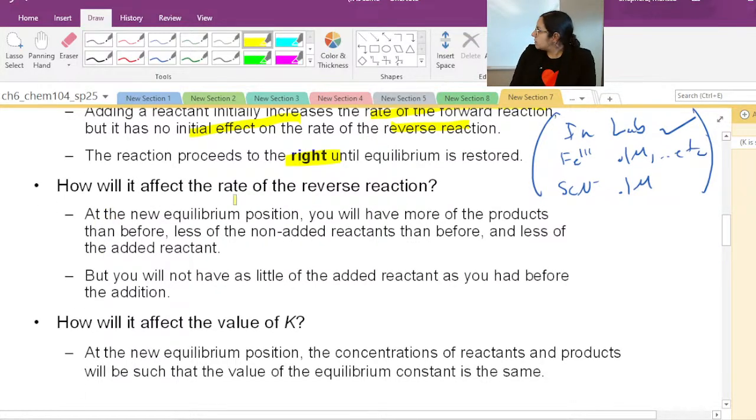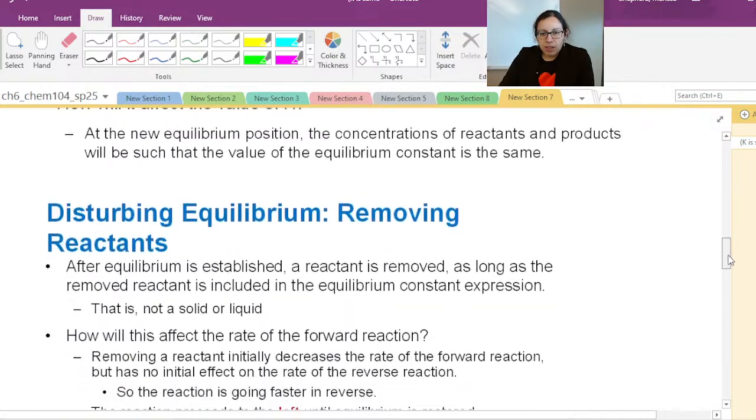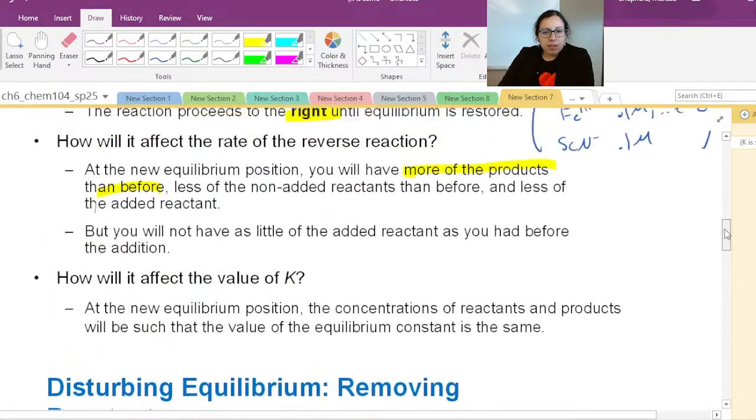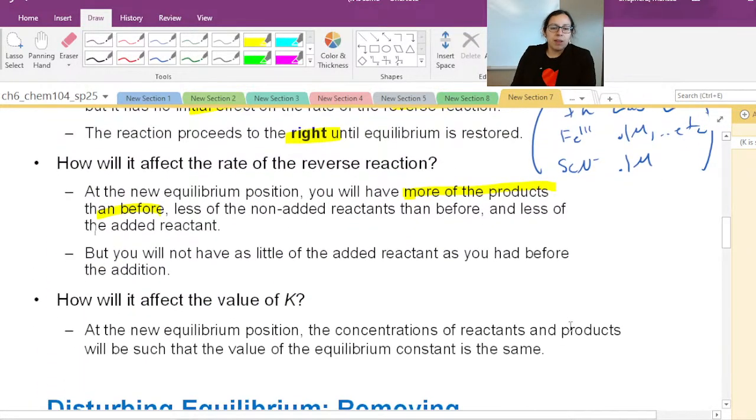And so, right, it has this long sentence here. So at the new equilibrium position, you'll have more products than before. Okay, well, that makes sense, right? That's what it's saying. So yes, we have more products than what we started with. And then it makes what I think is kind of a weird statement: less of the non-added reactants than before and less of the added reactant.